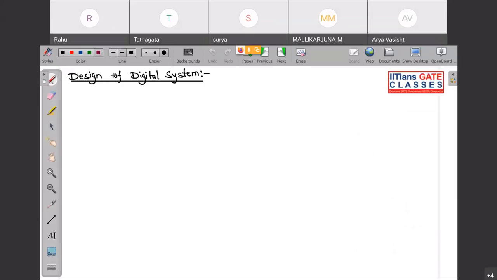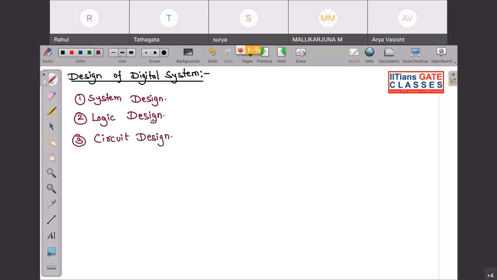So now, how is a digital system designed, if I ask? A digital system is basically designed in three parts. First is system design. Second is your logic design. And third is your circuit design. Now, anyone want to explain what these are? Circuit design, system design, logic design.